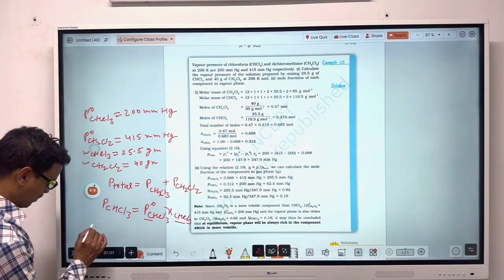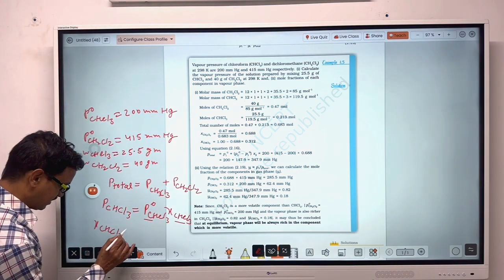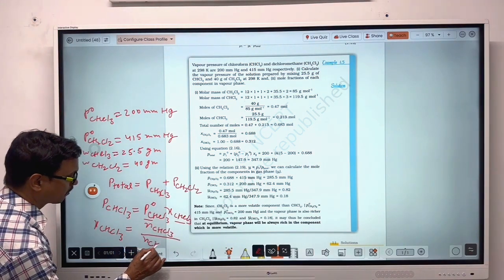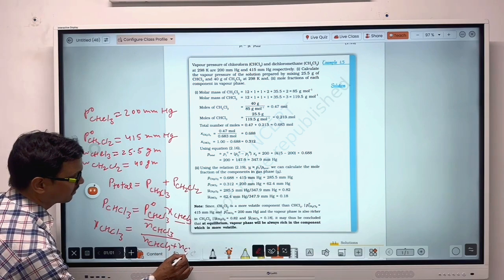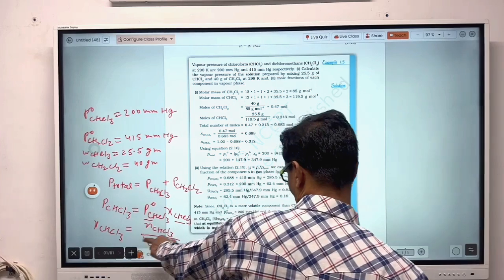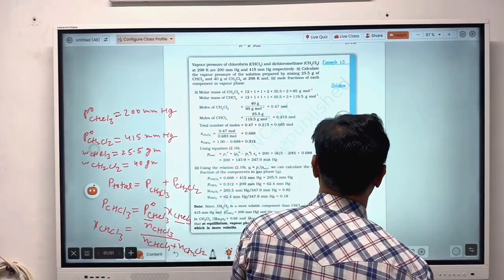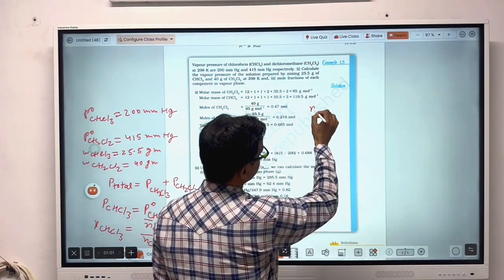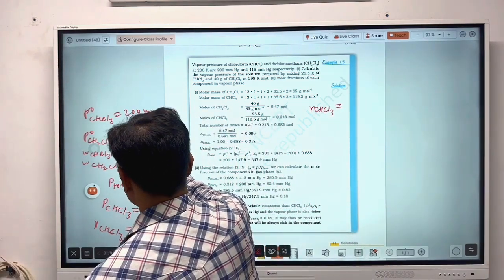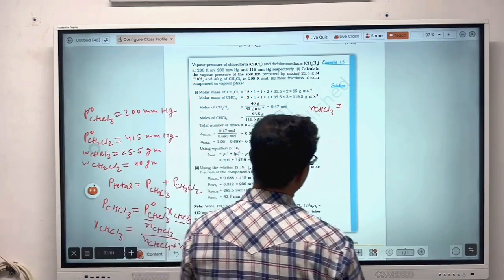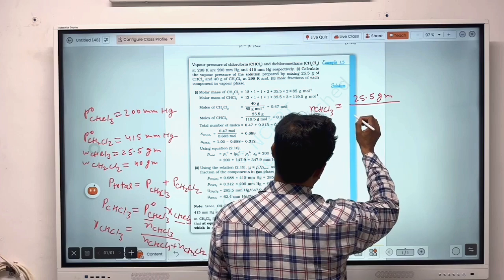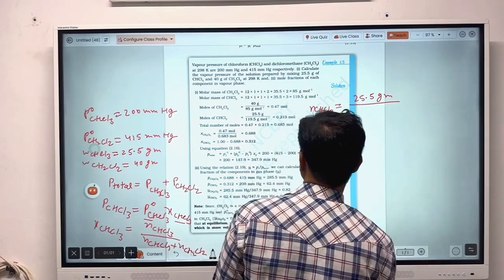The mole fraction of chloroform will be equal to the number of moles of chloroform upon the number of moles of chloroform plus the number of moles of dichloromethane. So firstly, find the number of moles of chloroform and the number of moles of dichloromethane. The number of moles of chloroform will be equal to the weight of chloroform inside the solution, that is 25.5 gram, upon the molecular weight of chloroform.